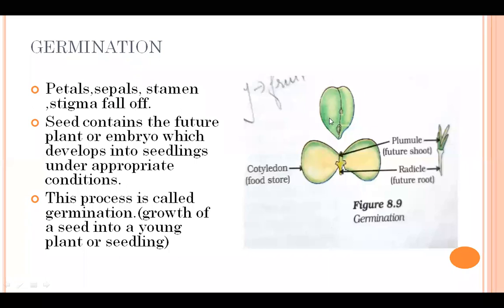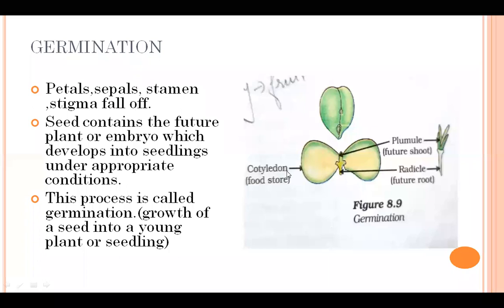So after 2 days, you will get a structure like this. See here, you can see two dents, two structures which are coming out from this Bengal gram. So what are these two structures? One will go up, that will form the shoot part, and another will go down, that will form the root part. When you cut it open, you have to do it very carefully so that these structures do not get damaged.